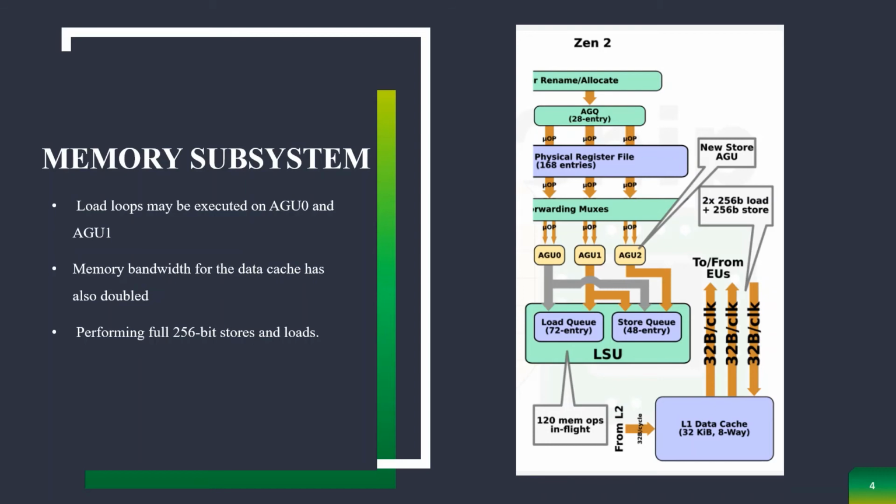The memory bandwidth for the data cache has also doubled, accommodating the widening of the FPU units. Zen 2 is now capable of performing full 256-bit stores and loads. Doubling the bandwidth to 64 bytes will have a positive impact on a class of workloads that relies heavily on copy or stream tasks.